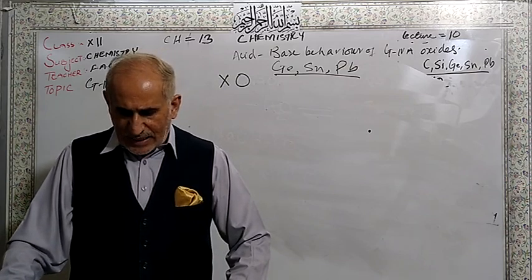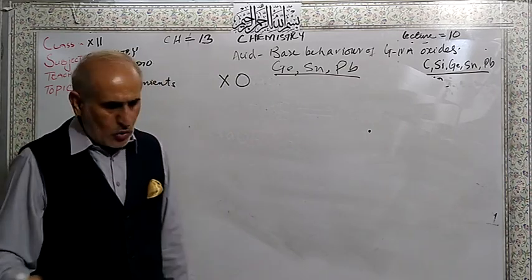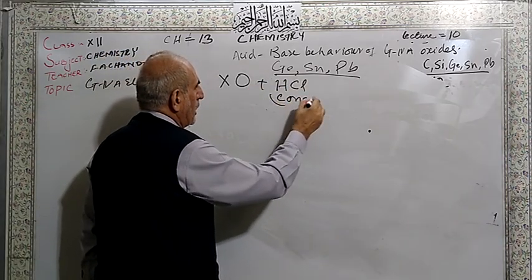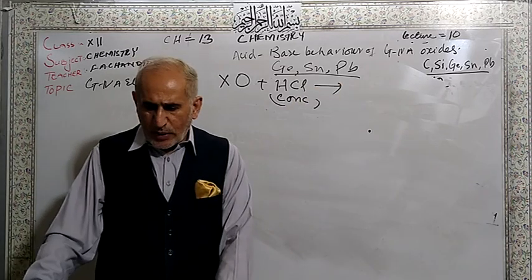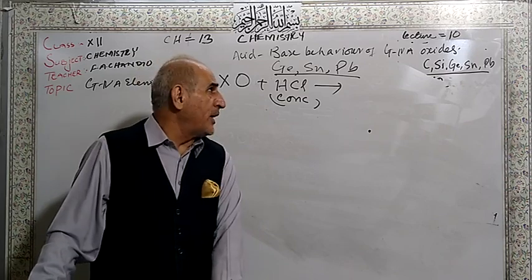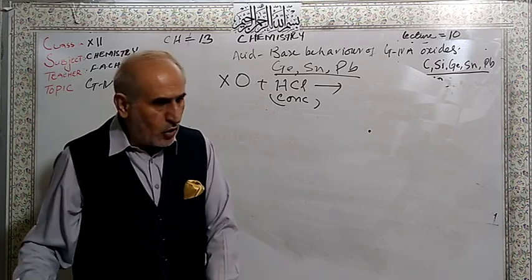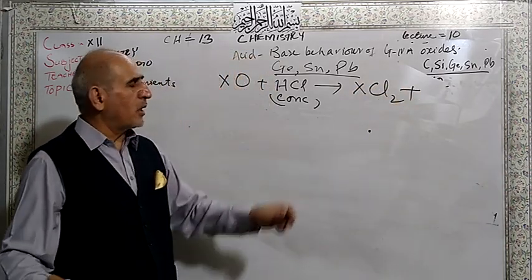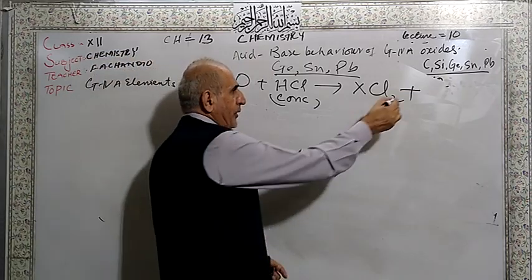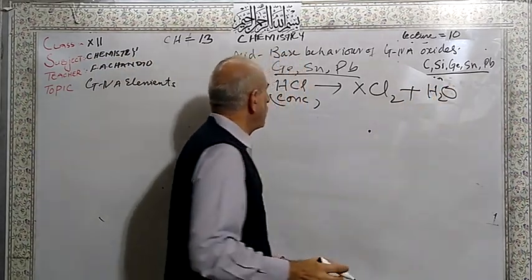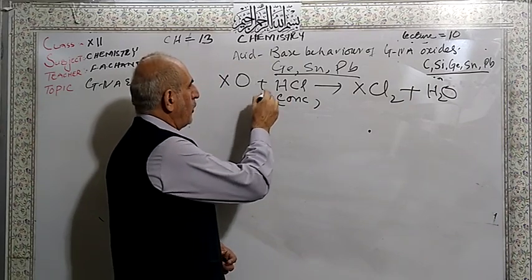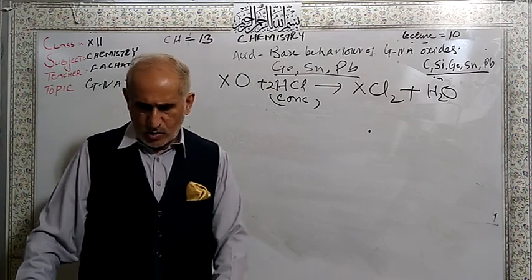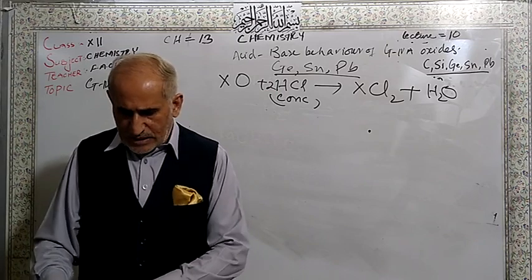They can react with concentrated hydrochloric acid. When concentrated hydrochloric acid reacts with the monoxides of tin, lead, and germanium, it forms the chloride of germanium, tin, or lead, and water. This is what is formed with the monoxides.